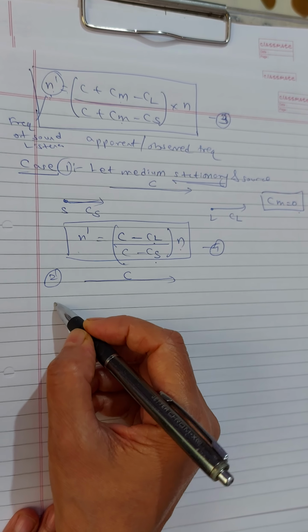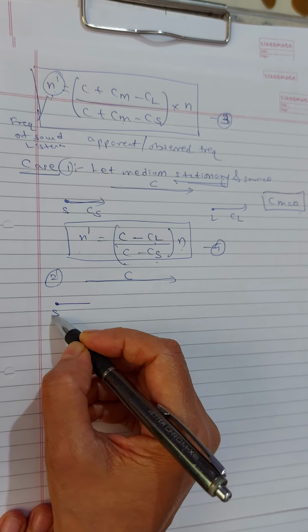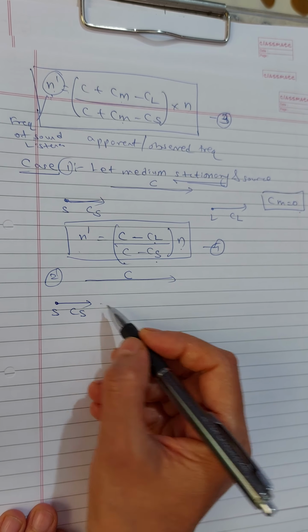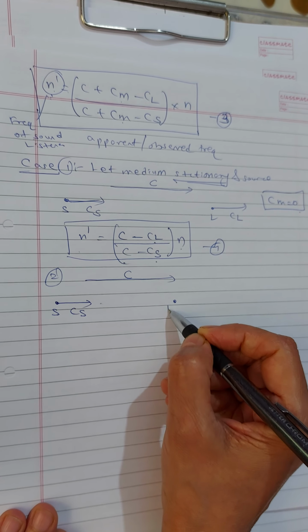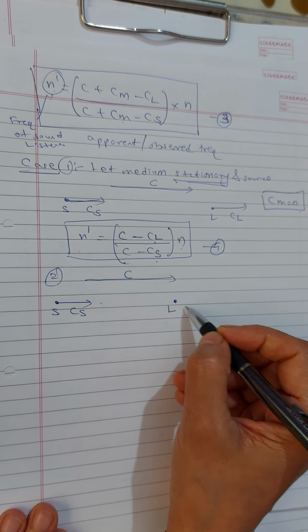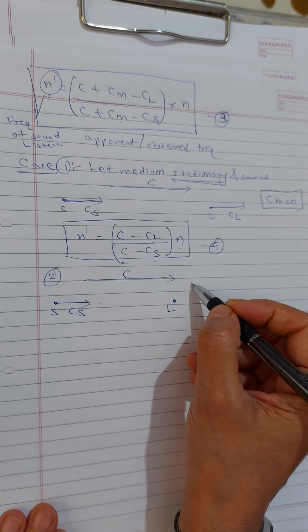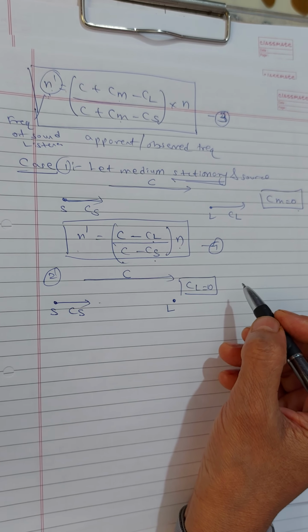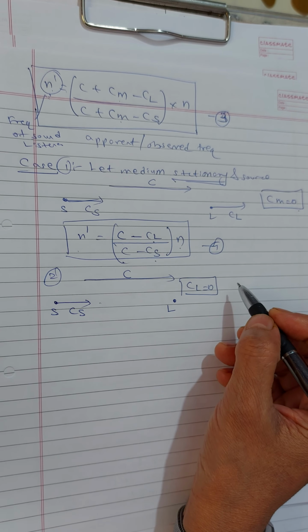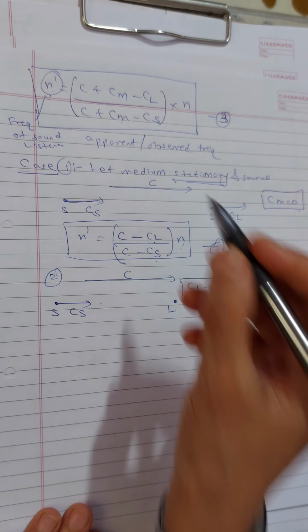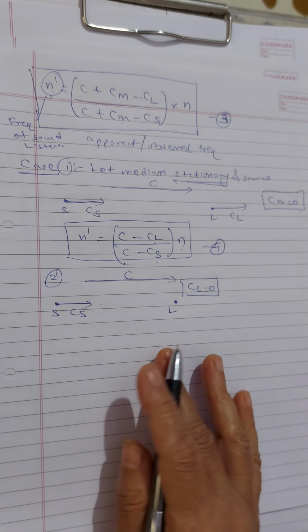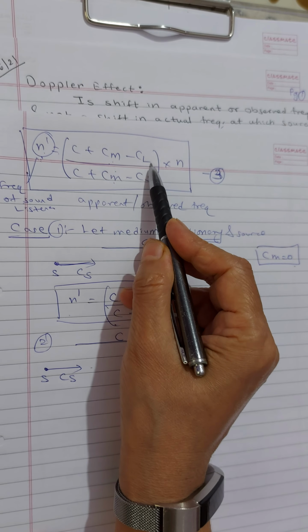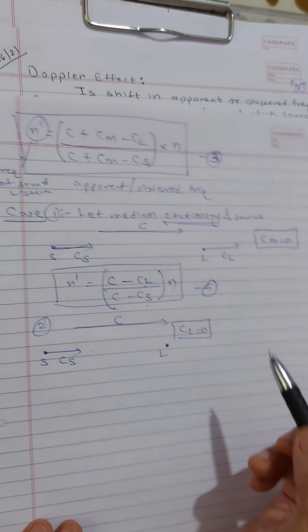Okay, show the source S, velocity should be Cs, moving towards the listener, so the arrow should be over here, and this is my listener. The listener is not moving, so I can say my Cl is 0. Fine. So in this case I'll have to again go to the expression. In this expression, the medium velocity is also 0 and this is also 0. So what will equation number 3 become?